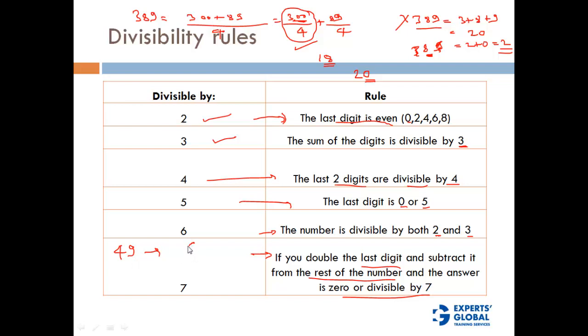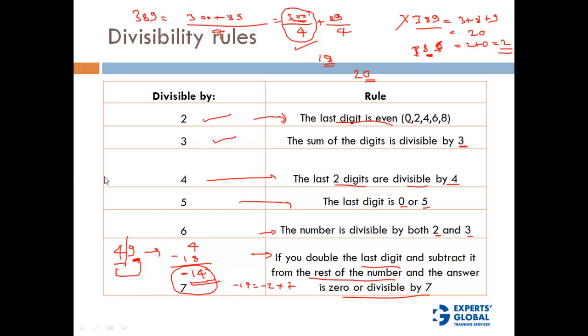What we do is take the unit digit separately and this piece separately. 4 minus double the last digit, 4 minus 18. What do we get? We get minus 14. Forget about the negative sign, 14 is a multiple of 7, right? In fact, minus 14 is also a multiple of 7. Minus 14 is minus 2 into 7. So we are getting a multiple of 7, so the original number 49 is a multiple of 7.